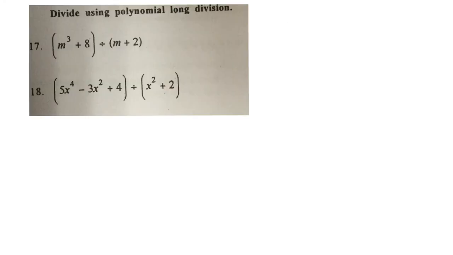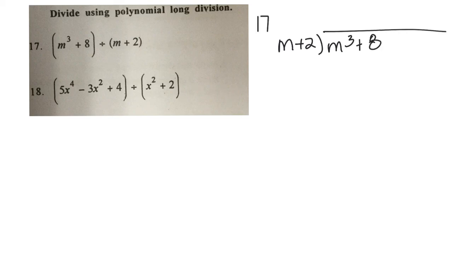And number 17, divide using polynomial long division. So when we do this, 17, we are going to do m plus 2 divided by m cubed plus 8. And I'm going to do this without adding in the zeros, which is an option. So the first thing I look at is, what is m cubed divided by m? So m cubed divided by m is m squared.